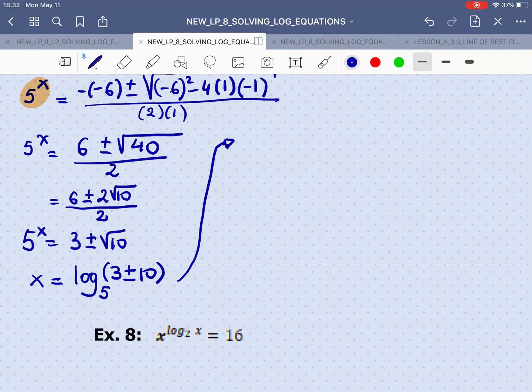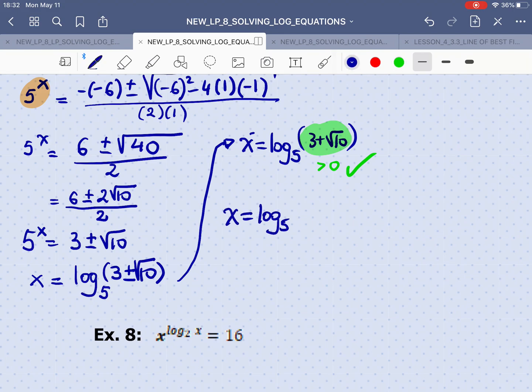Now we have to inspect our solutions. So we're going to say, okay, what happens if we have 3 plus root 10 inside the log? Or does x equal log base 5 of 3 plus root 10 make sense? Well, 3 plus root 10 is evaluatable, so you can use a calculator. It's a positive number right here. So that's a positive number. So that means that we'll give this solution a pass.